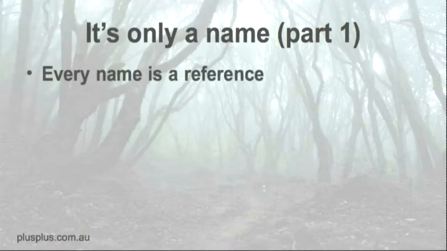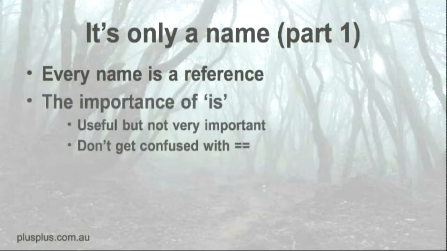So it's just a name. Every name is a reference. I'm tempted to say you're not allowed to say variable. And the importance of "is" is actually not very important. It's useful in a demonstration like this to help understand what's actually going on behind the scenes, same way that ID is useful for that. But in reality, we actually don't use the is operator terribly much in Python.